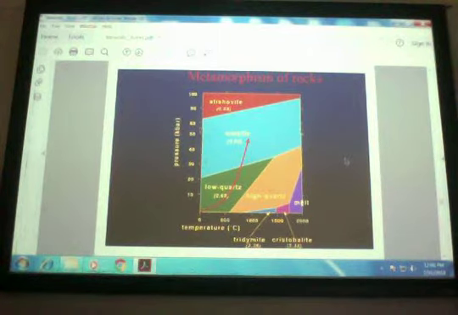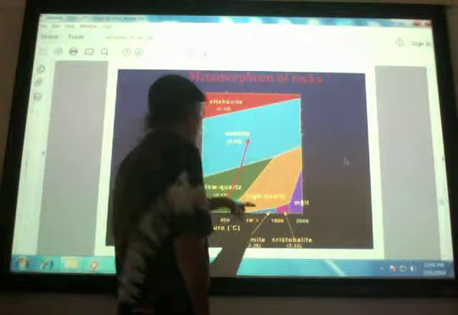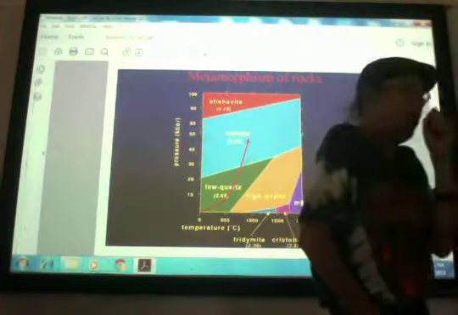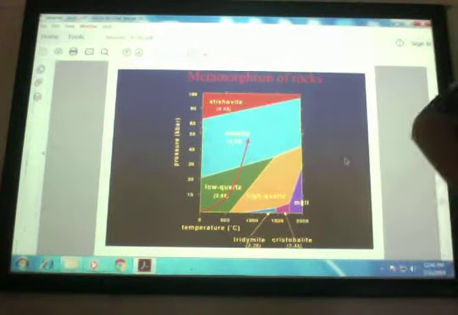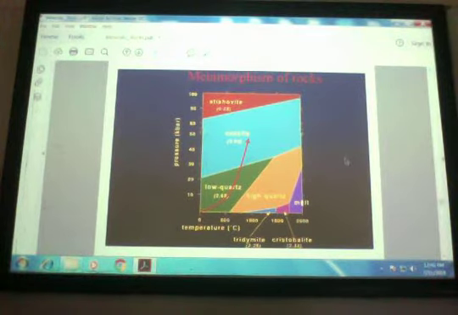So you have always, with changes in pressure and temperature, changes in the volume, yeah? In the volume and in the density, and also in the entropy. So, next slide.